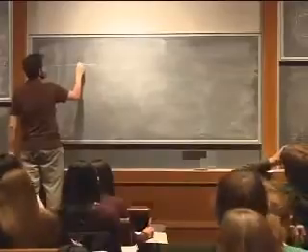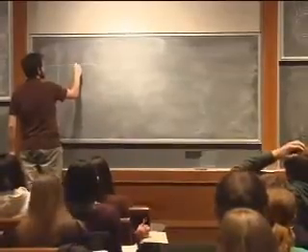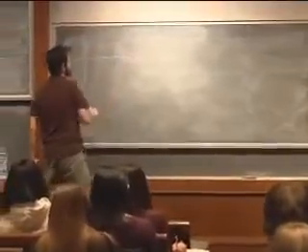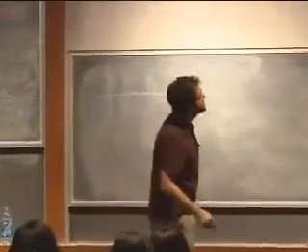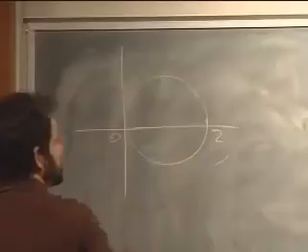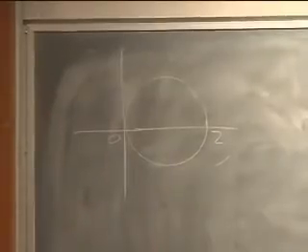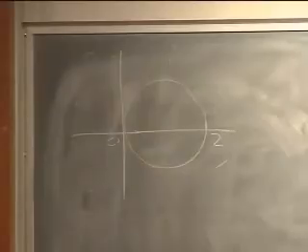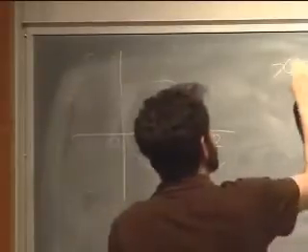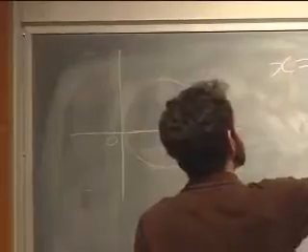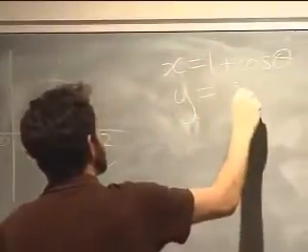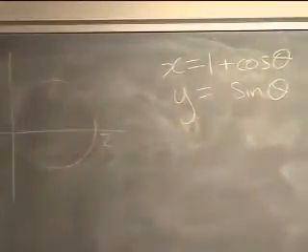Here's the circle. No, it's this. Okay, so the question is, how do you parameterize this? Well, you just take a standard circle and shift the x-coordinate by 1, right? X equals 1 plus cosine theta. Y equals sine theta. That'll do it.